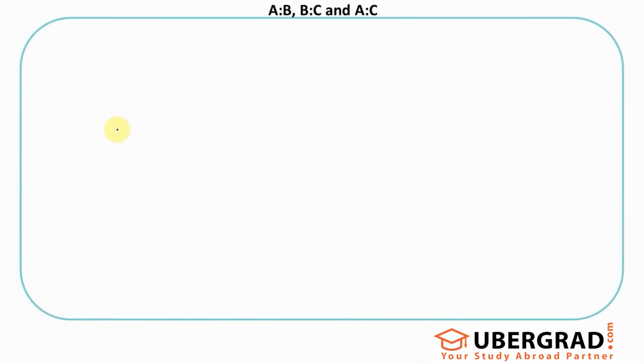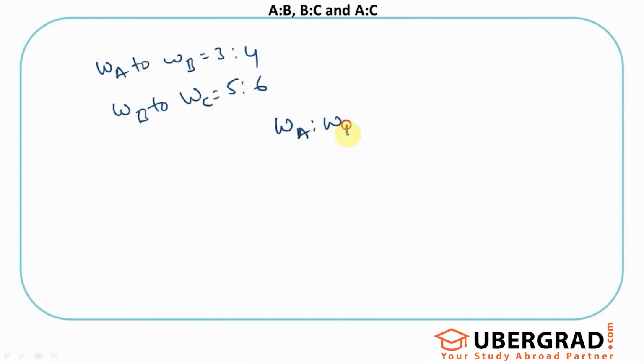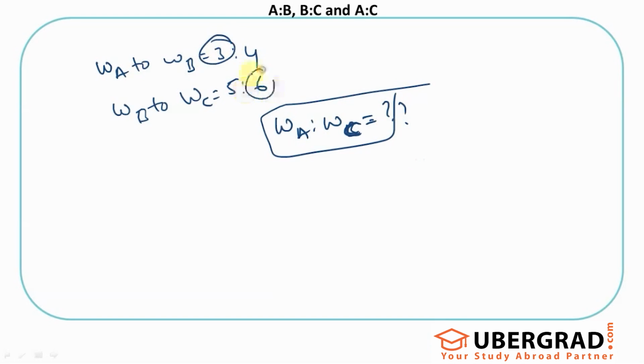What if I get to see a scenario like this? Ratio of weights of A to B is given as 3:4 and weight of B to C is given as 5:6. What is the ratio of A to C? If you get to see a question like this, how would you do this? One immediate answer you could think of is this: weight of A is 3, C is 6, so I'll write it as 3:6. That's absolutely wrong.